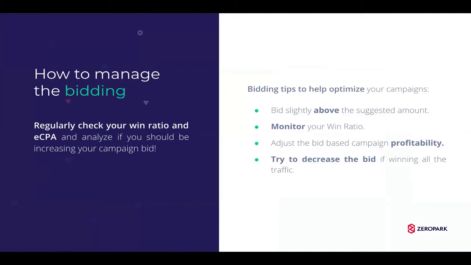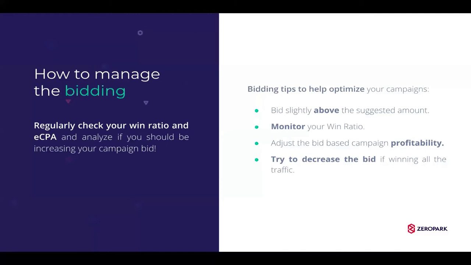What is important here is to regularly check your win ratio and ECPA and analyze whether you should be increasing your campaign bid. You can always check our traffic calculator or ask our support team for recommended bids based on your offer and campaign tips. When setting campaign bids, you should always bid slightly above the suggested amount. Once you spend a portion of your daily budget, you should review the results and bid up on the sources that have a win ratio below 50%. If there are no winning impressions, it may be because your bidding is too low.